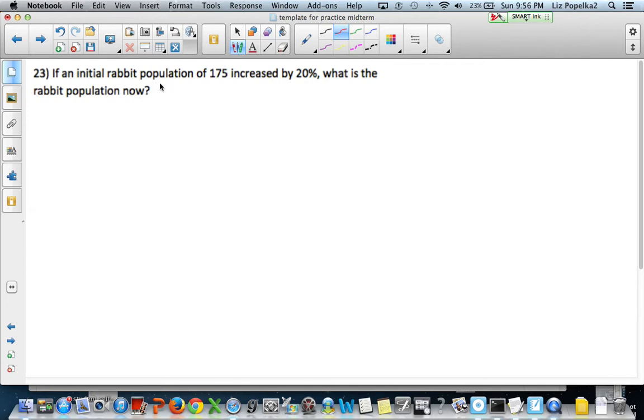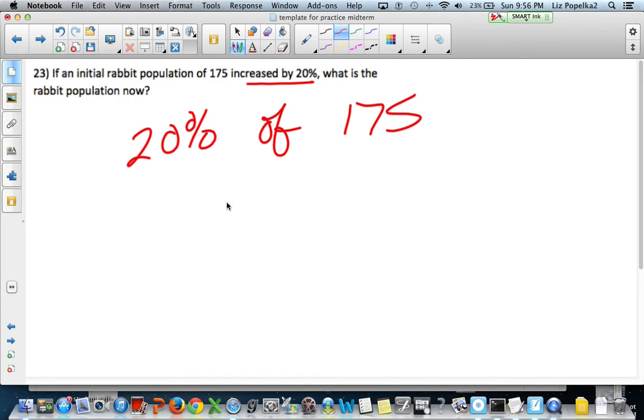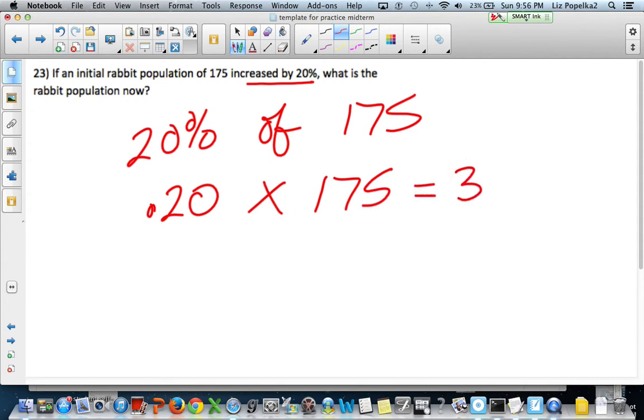Number 23, if an initial rabbit population of 175 increased by 20%, what is the rabbit population now? First of all, we've got to figure out how much it went up. So 20% of 175, this is something that we should recall from 7th grade. Remember, 20% you need to turn into a decimal, so it's 0.20. Of is a code word for multiplication, 175. So just put in your calculator 0.20 times 175, and you'll get 35 for your answer.